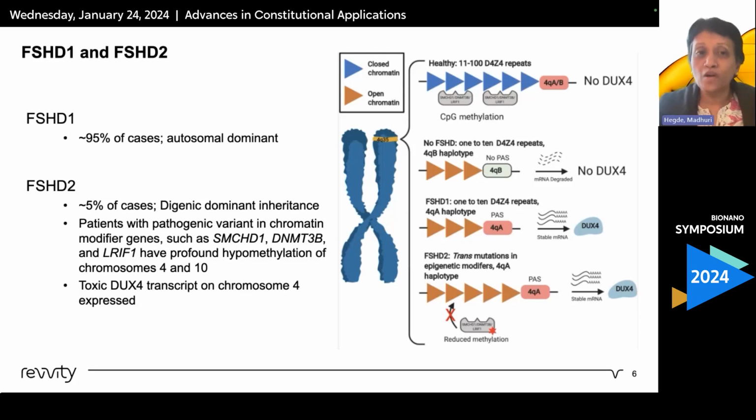FSHD1 is the most common, autosomal dominant, about 95% of the cases. And a very small number of cases, about 5%, are FSHD2, and the inheritance is digenic dominant. We are going to talk about that in a little bit. Cases with a pathogenic variant in chromatin modifier genes such as SMCHD1, DNMT3B, and LRIF1 have profound hypomethylation of chromosomes 4 and 10, which really leads to the toxic expression of the DUX4 transcript on chromosome 4.